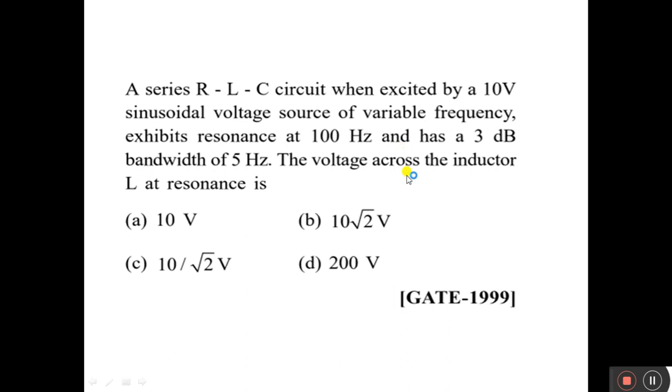Next one. This question asked in GATE 1999. A series RLC circuit, when excited by a 10 volt sinusoidal voltage source of variable frequency, exhibits the resonance at 100 Hz and has a 3 dB bandwidth of 5 Hz. The voltage across the inductor L at resonance is, very simple question. So bandwidth given, resonance frequency is given. You can directly calculate voltage across the inductor.